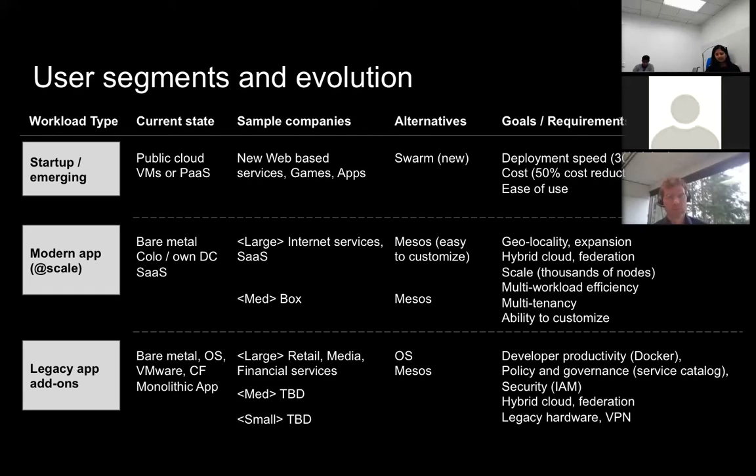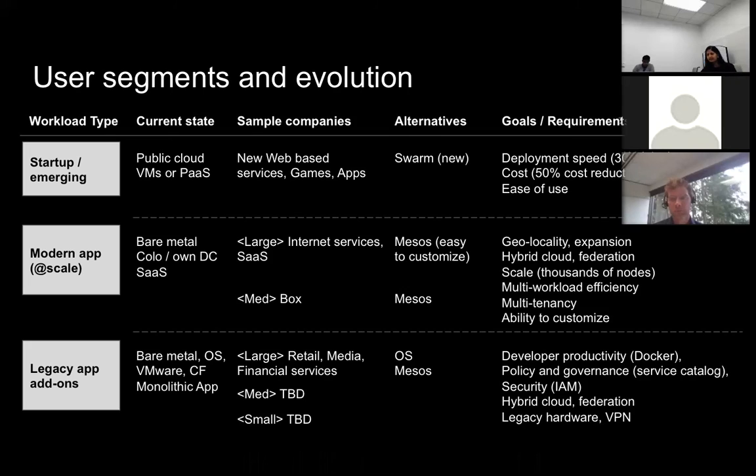The last segment is the legacy add-ons. So they have a lot of legacy apps that are virtualized but may not be right for microservices transformation. The add-ons to those apps are typically what they're bringing and are interested in Docker and Kubernetes for. And I think their requirements, as I mentioned, are policy, governance, security, and a mix of some of the things that the modern guys are looking for as well in terms of hybrid.